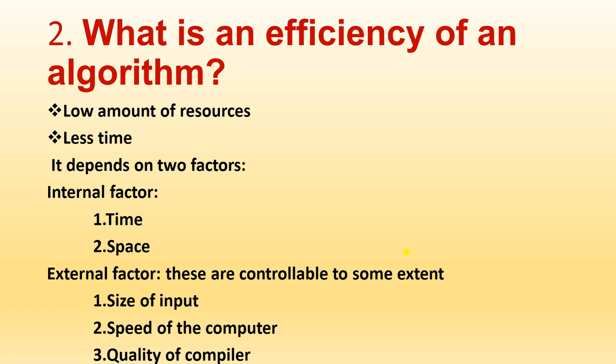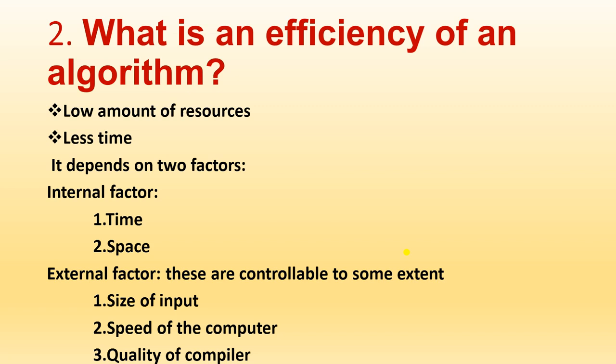The efficiency of an algorithm depends on two factors. The first one is the internal factor. In the internal factor, you have again two points, that is the time required to run and the space required to run. The space means the memory of the system. And the second is the external factor. External factors are controllable to some extent. These are the size of input, speed of the computer and the quality of the computer.